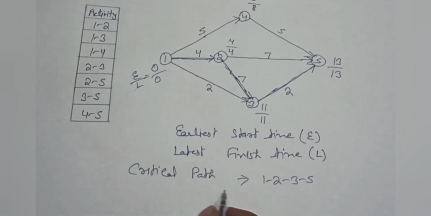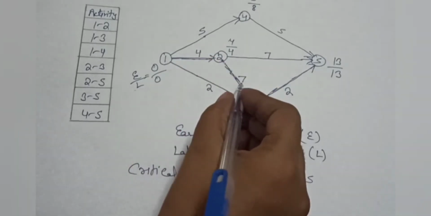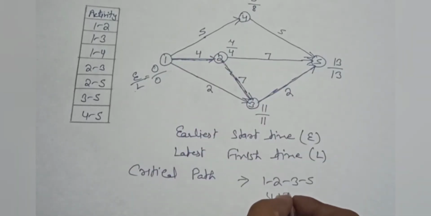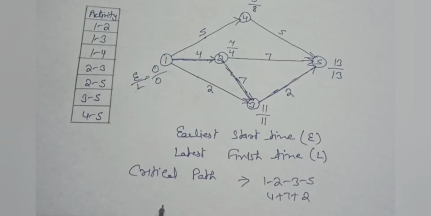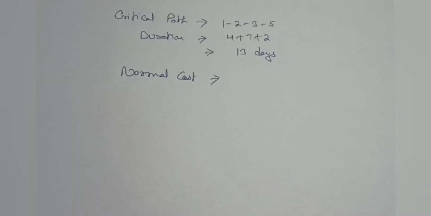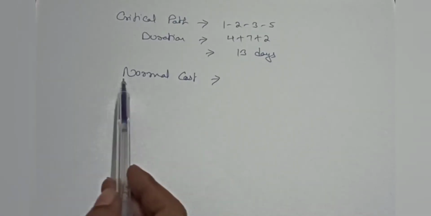So now we will calculate its duration as 4 plus 7 plus 2. 4 plus 7 is equal to 11, plus 2 is equal to 13. So our duration is 13 days. So now we will find our normal cost.